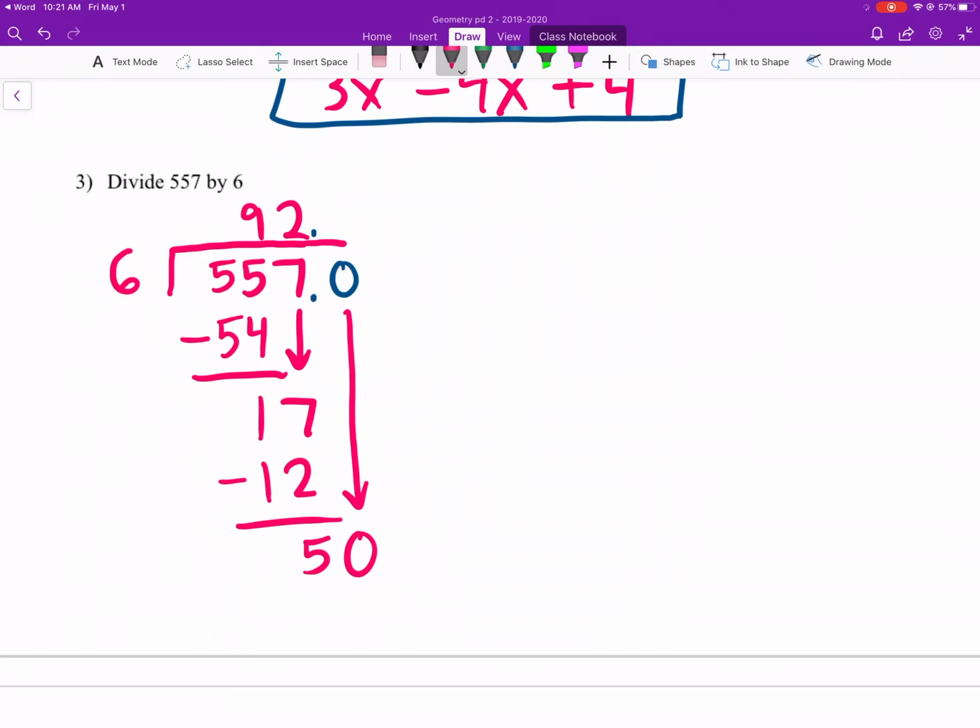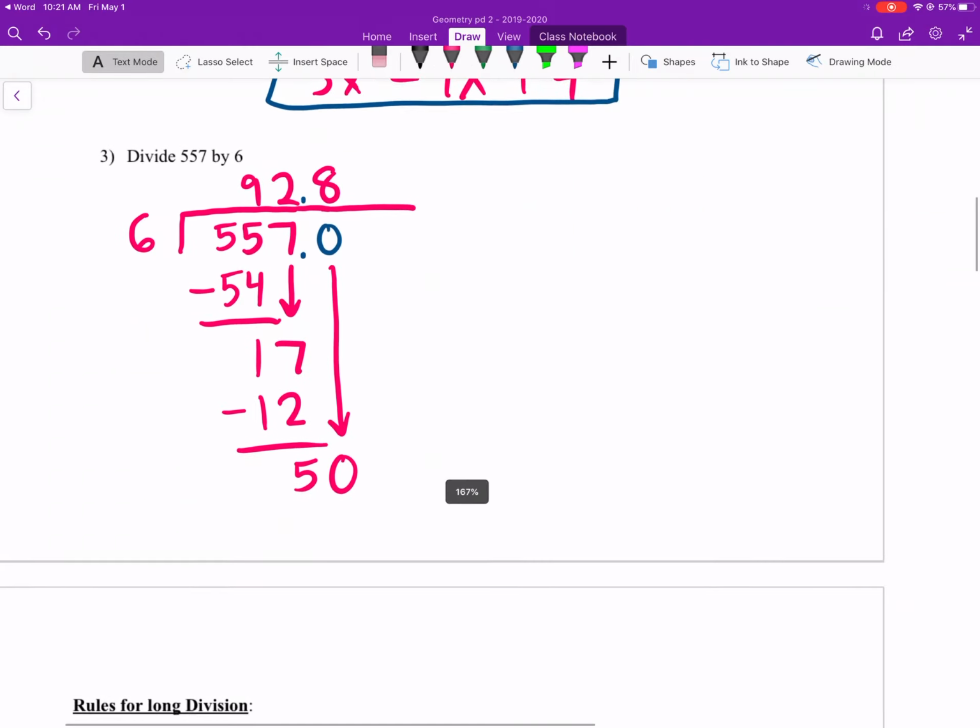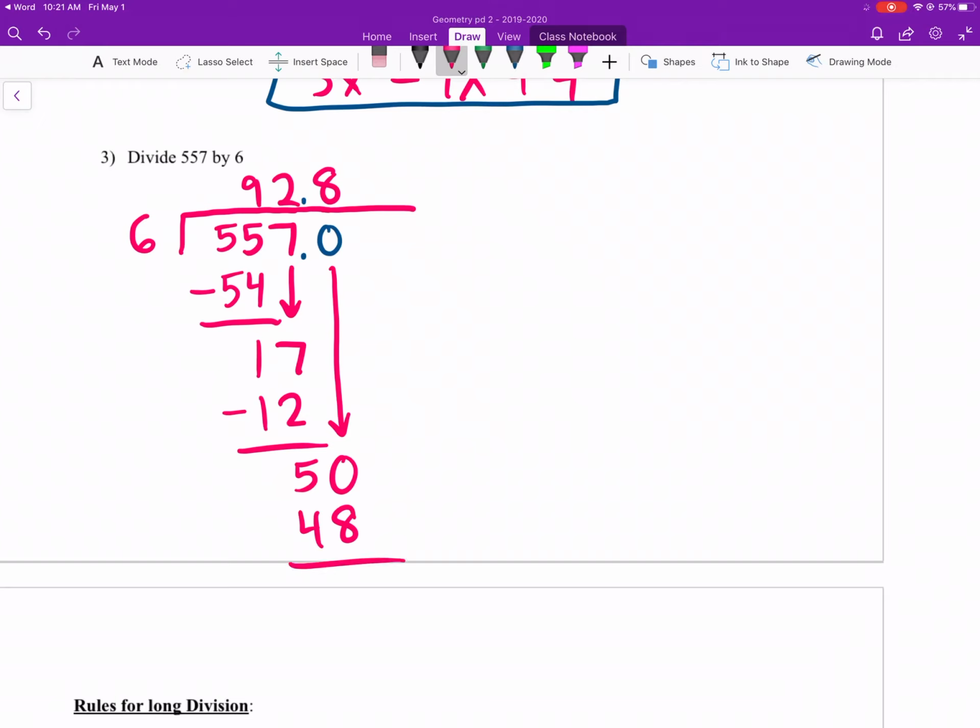Now 6 goes into 50. How many times? It would be 8 times. 8 times 6 is 48. We have 2 left over. Remember, we're subtracting that now. Does 6 go into 2? Nope. Drop down another 0. 6 into 20. How many times? 3 times. 3 times 6 is 18. 2 left over. Drop down another 0.